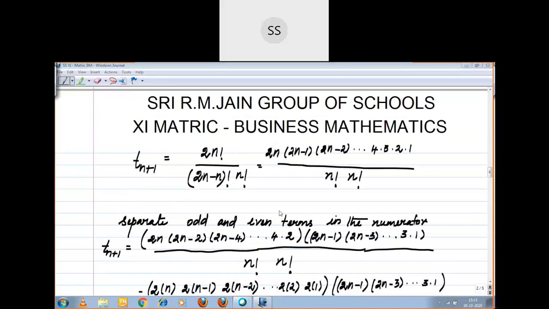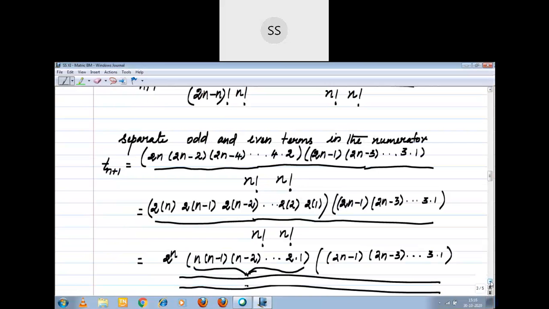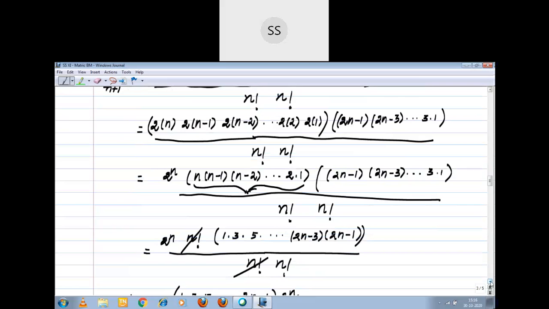Next, 2n factorial divided by 2n minus n factorial into n factorial, the nCr formula. Then you are going to expand the numerator: 2n, 2n minus 1, 2n minus 2, etc., up to 4, 3, 2, 1 divided by n factorial into n factorial. The next step I wrote, I separate the odd terms and the even terms in the numerator. So 2n, 2n minus 2, 2n minus 4, etc., up to 4, 2. The first one is even, the second one is odd.